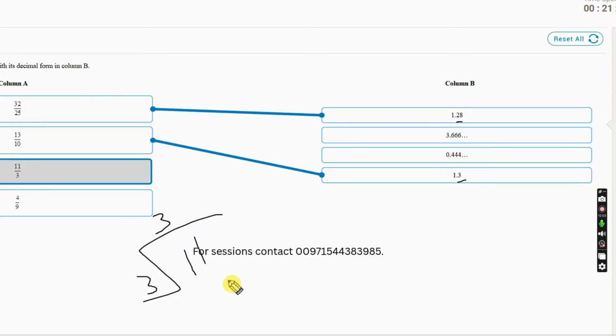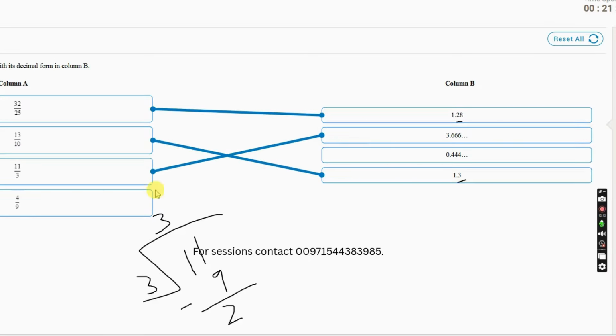So that will be 3 here, 9, 2 at the bottom. Now what is 3? 3 is only 1. So just have to do this. 3.66. And the last one, 4 over 9.